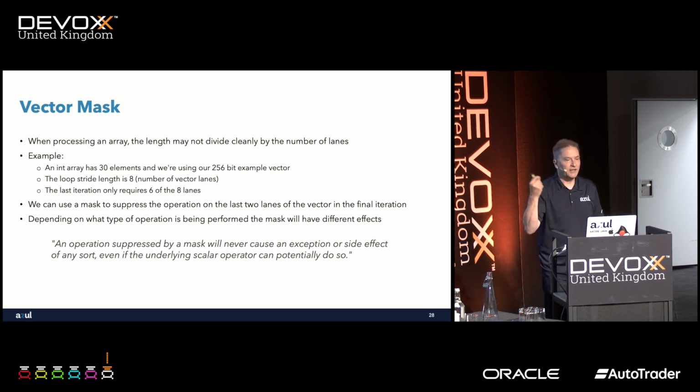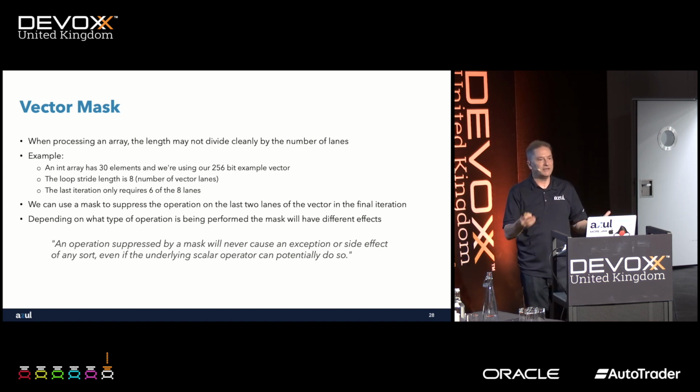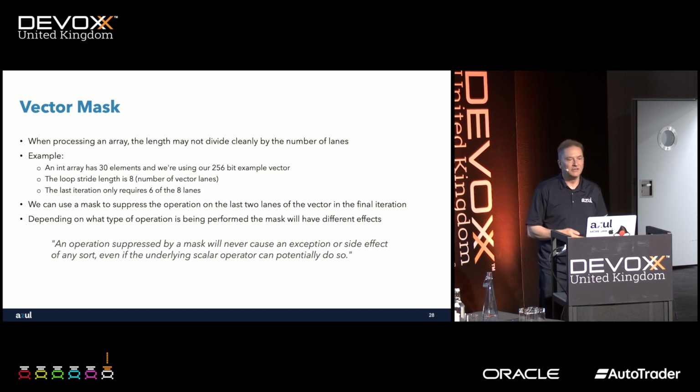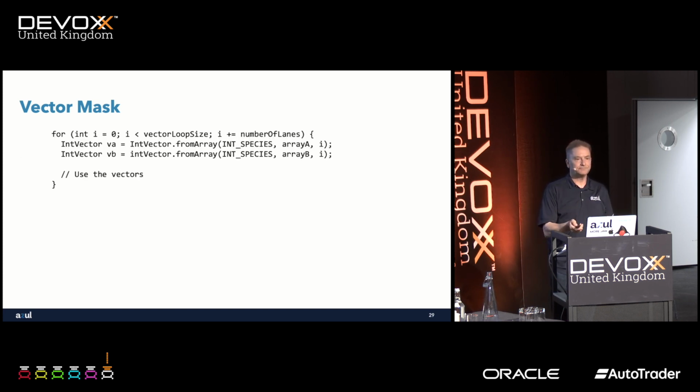So in the example I've got there, 30 elements, 256-bit, 8 is the number of lanes. So I do 3 times 8, and then I've got 6 left over, and so I mask out the final 2 elements. Quoting from the spec here, it says, an operation suppressed by a mask will never cause an exceptional side effect of any sort, even if the underlying scalar operator can potentially do so. So it basically just ignores those elements in the vector.